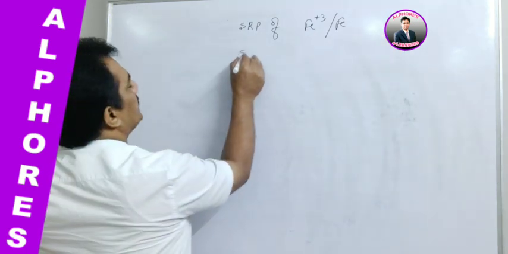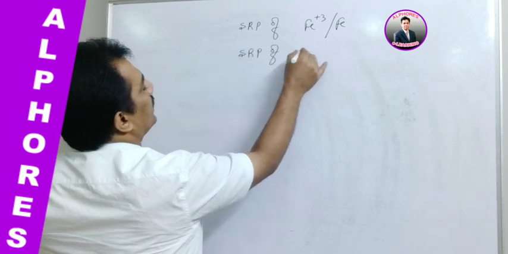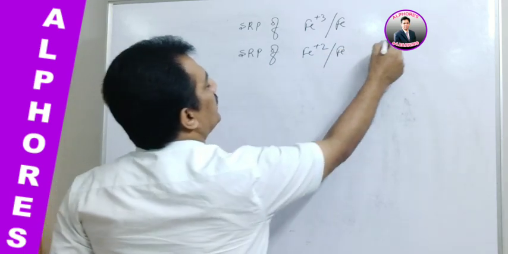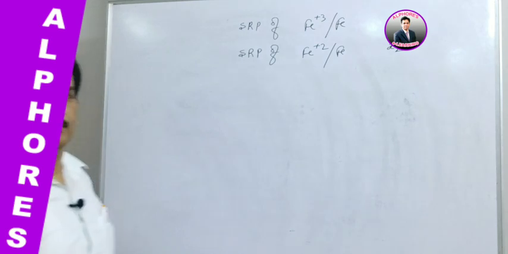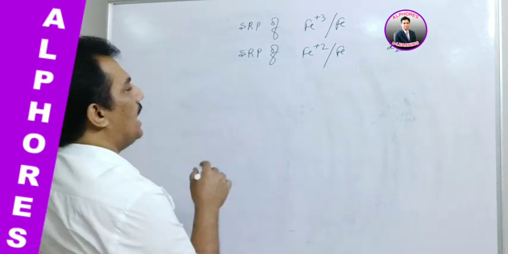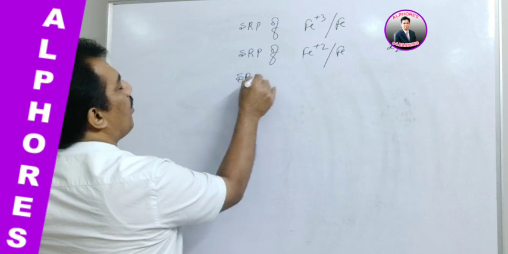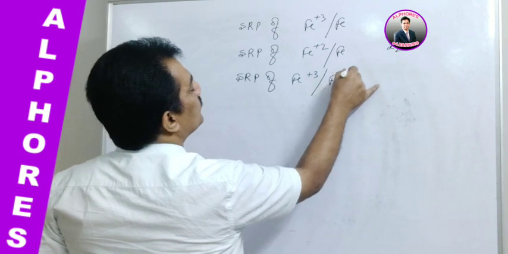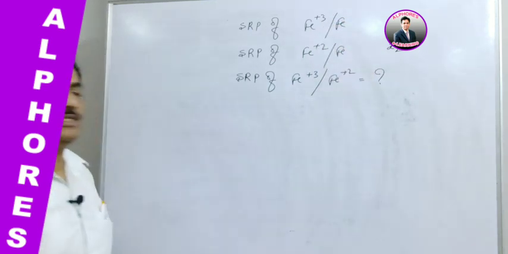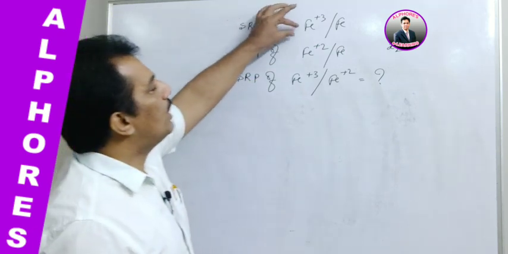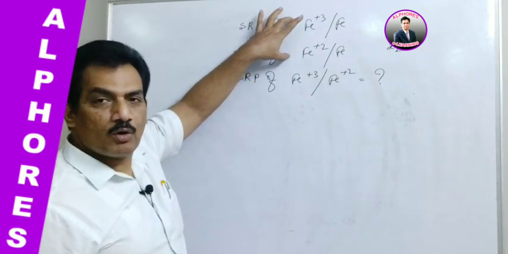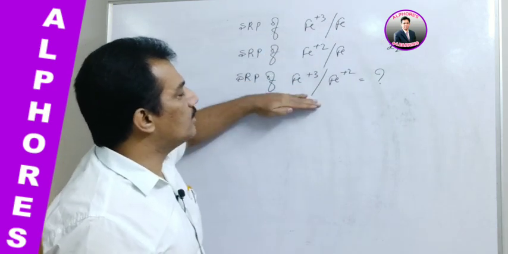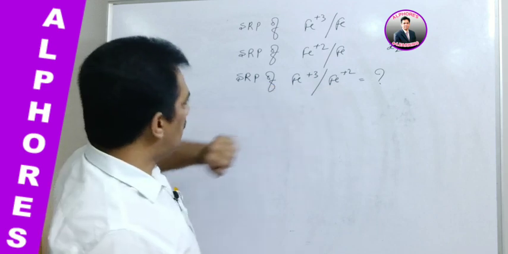And now the SRP value of Fe plus 2 to Fe is given as x2. Are you following these two? And now they are asking, what is the SRP of Fe plus 3 to Fe plus 2? This is the question. These are the two half electrodes for which they are providing electrode potentials, and depending on these two, they are asking for this third one. Clear? And now let us solve this.